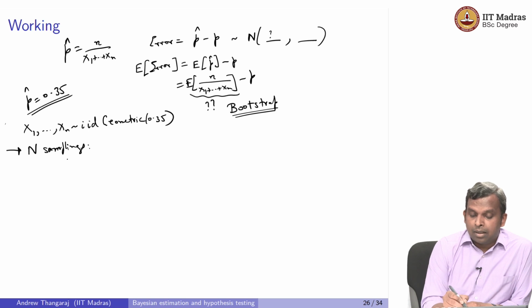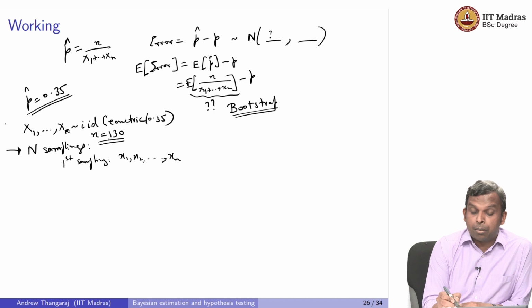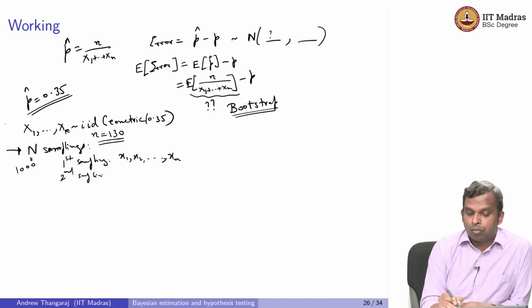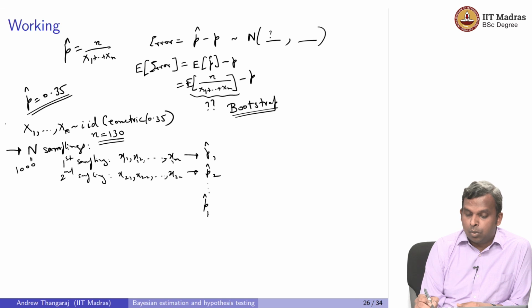So you will have the first sampling will be x1, x2, something, xn. So you'll use the same n. N was what, 130, right? Keep that in mind. So you use the same n. So capital N could be some 1000. You do the first sampling, you do the second sampling, you will get another set of samples, right? So maybe I should call it x11, x12, x1n, x21, x22, x2n, right? From here you find a p hat 1, you find a p hat 2, like that. You will have p hat 1000.